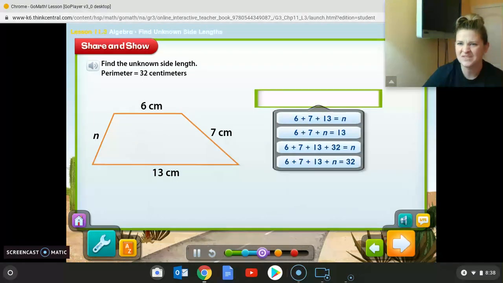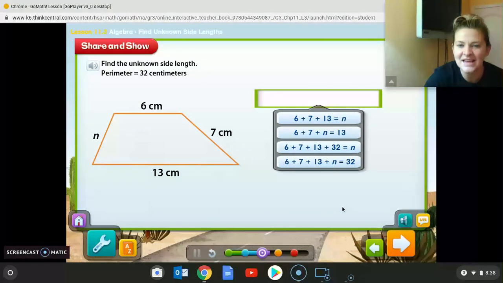So which one of these would I use? If I'm trying to find the perimeter, what am I going to do? That's right. I'm going to add the sides and the perimeter is on the other side of the equal sign. So 6 plus 7 plus 13 plus, should I add 32 or should I add n? If you said add n, you're right, because I'm adding the side lengths. So when I add those 4 things together, what should I equal? I should get the perimeter, which at this point is 32.